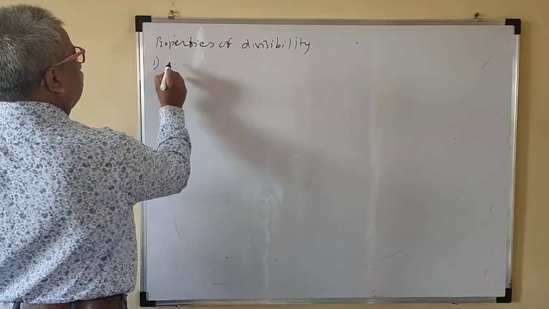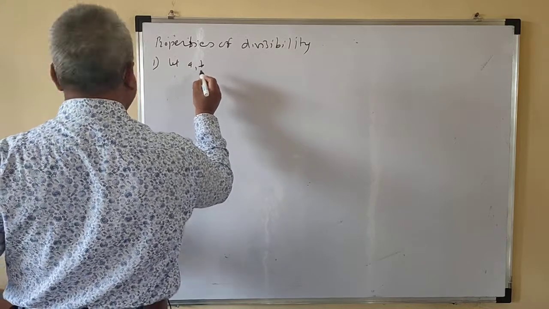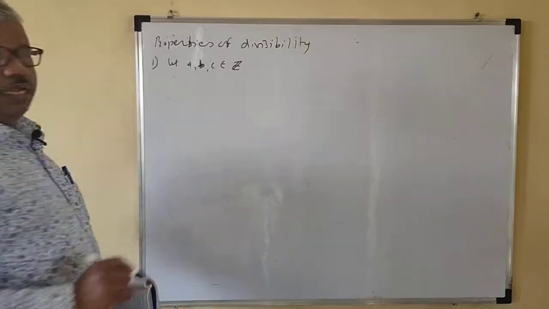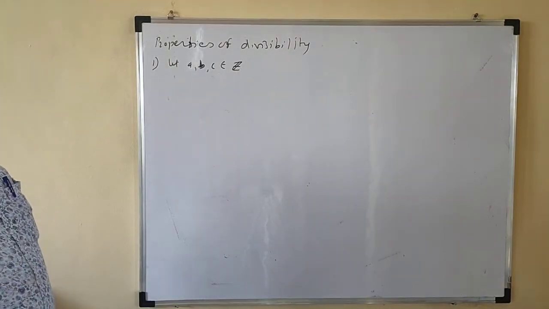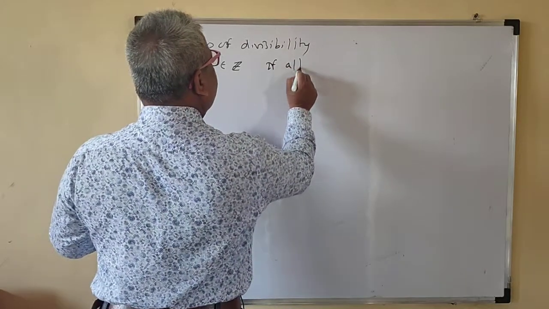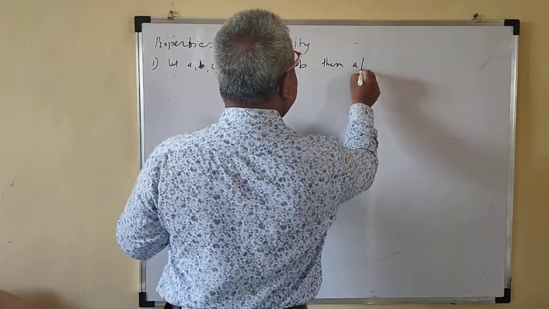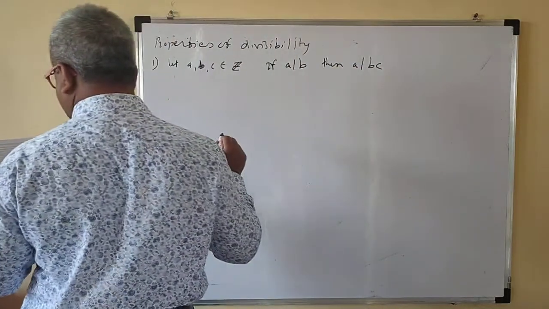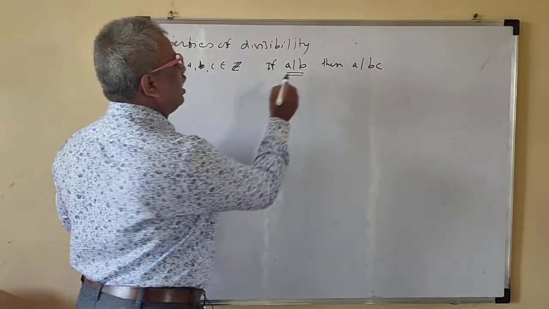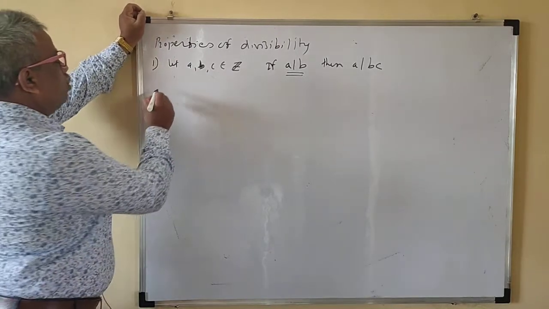Property 1. Let A, B, C belong to Z. That means let A, B, C be integers. If A divides B, then A divides BC. That means what we are given is A divides B, and what we have to prove is A divides BC.